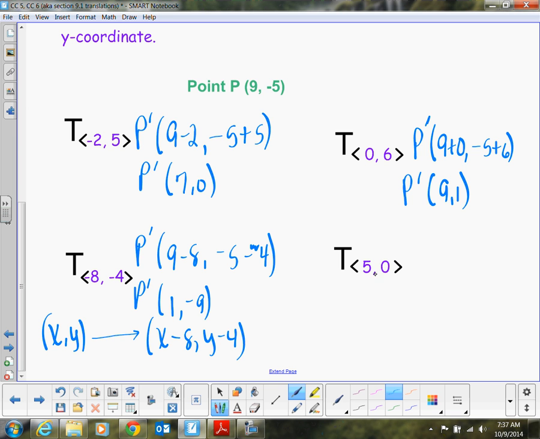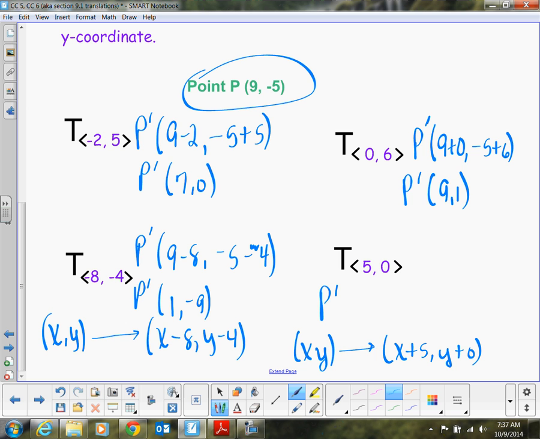So who wants to do this one? Do I have a volunteer? Nick? So if I did this notation, this means x plus 5, right? Okay, so now do it to my P. 9 plus 5, comma. So P prime will be 14, comma. Right.